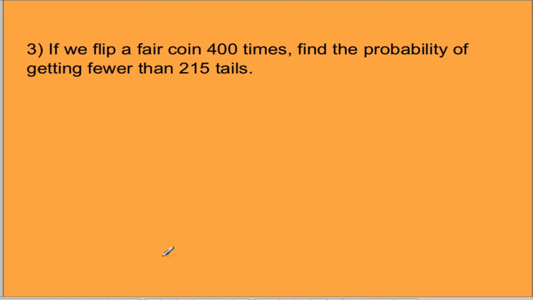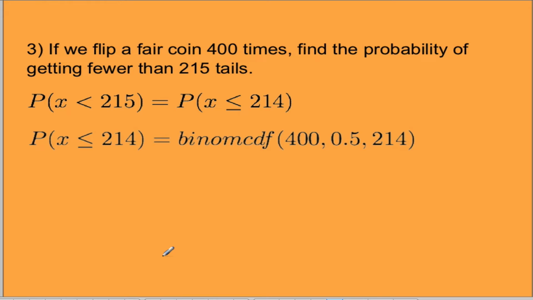Using the same example we had, we want to know what is the probability of getting fewer than 215 tails. Again, no estimation here. Probability that x is less than 215 is the same as probability that x is less than or equal to 214. Now we can go ahead and use binomial CDF for this case.